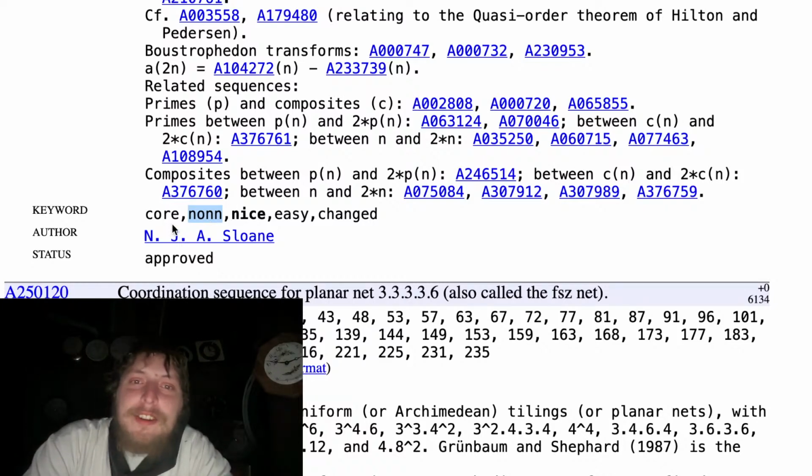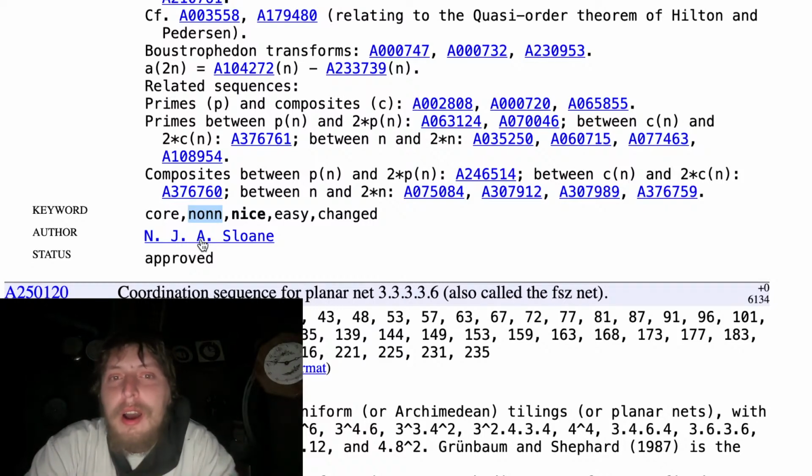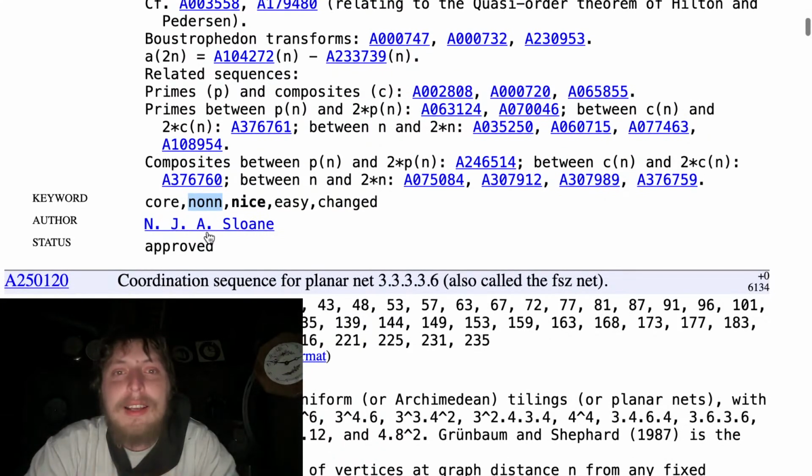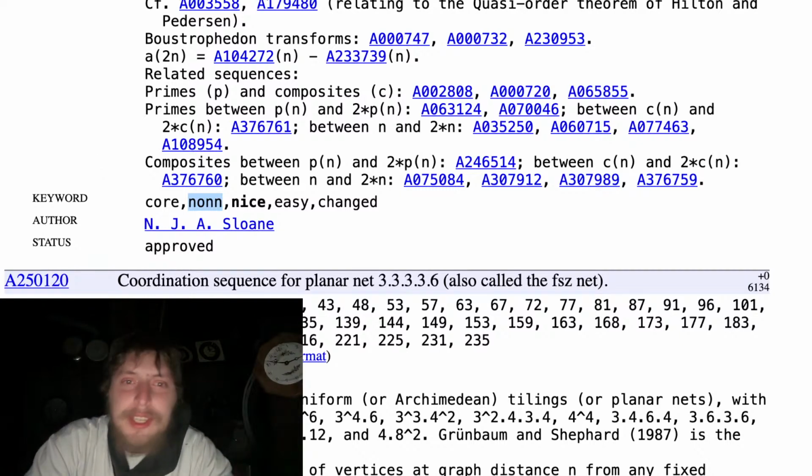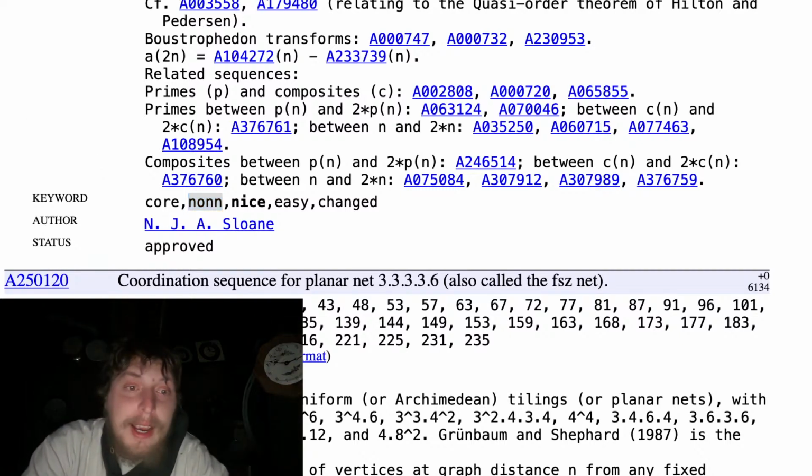And nice and core. This one was authored by Neil Sloane, who is the guy who founded this website, and so he should get a lot of credit for this cool stuff that we're able to do. I don't know how much of it he put together, or some sort of staff or volunteers or what, but this is the guy who started the whole Online Encyclopedia of Integer Sequences, also known as the OEIS.